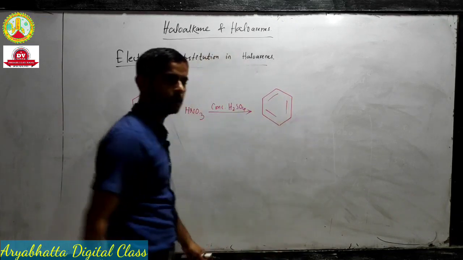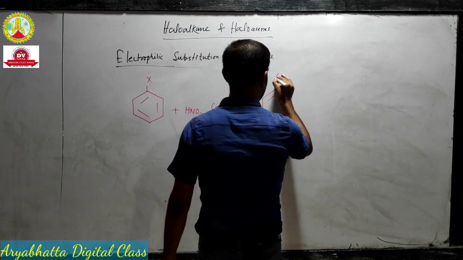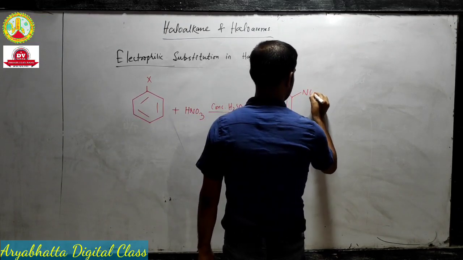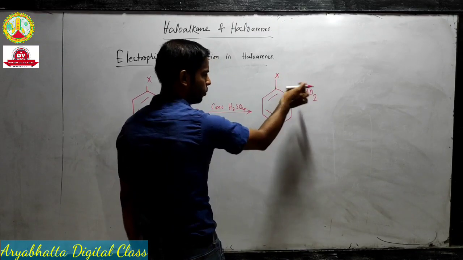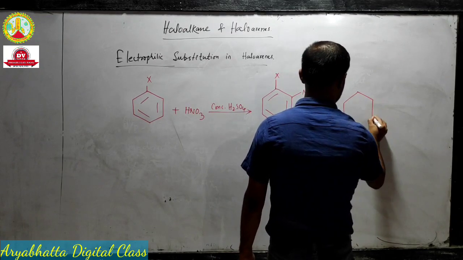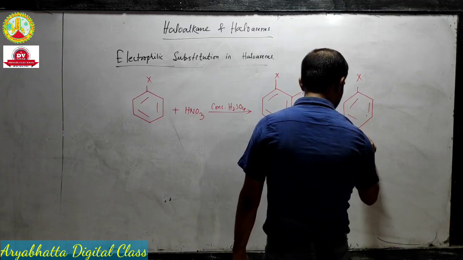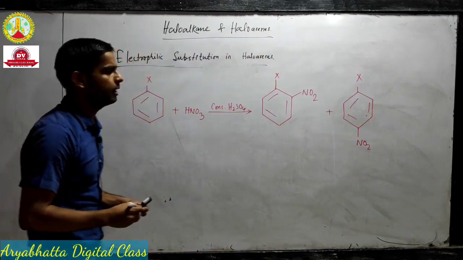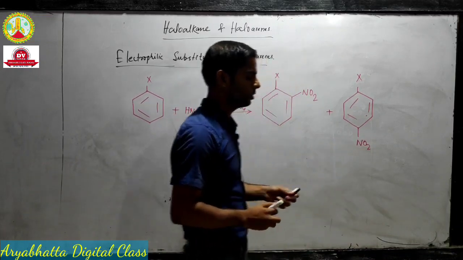But now comes the ortho-para directivity part. Since halogen is already present here, what will happen? Nitro group will go to the ortho position with respect to the halogen, and we will get another molecule in which nitrate will go to the para position with respect to the already present halogen. That means we will get one ortho substituted product and one para substituted product.